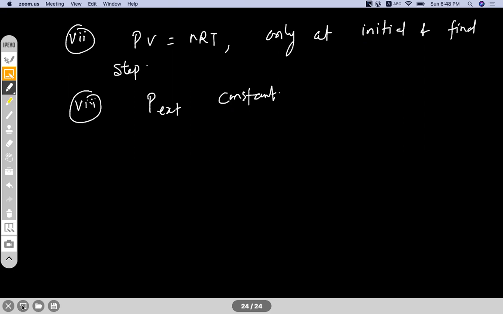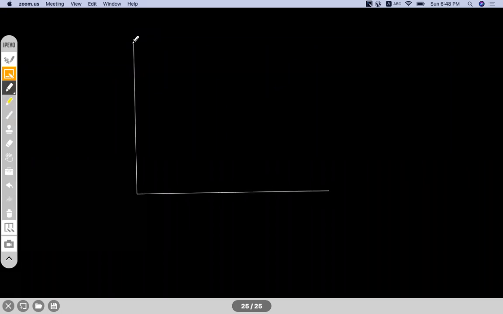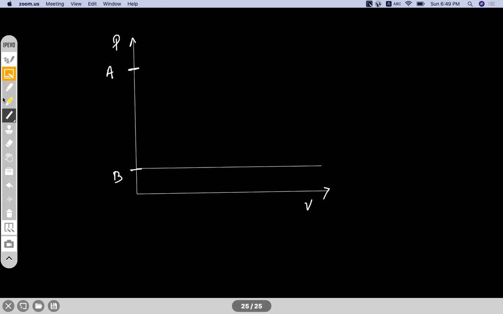Now, if you look at the graph for this process, we have pressure and volume. External pressure is this. Initially, in state A, the external pressure is this. Now, when you put the 4 kg block, all of a sudden the pressure will come down, right? It is state B. And in this process, what happens? The expansion takes place, right? And the graph will go like this.